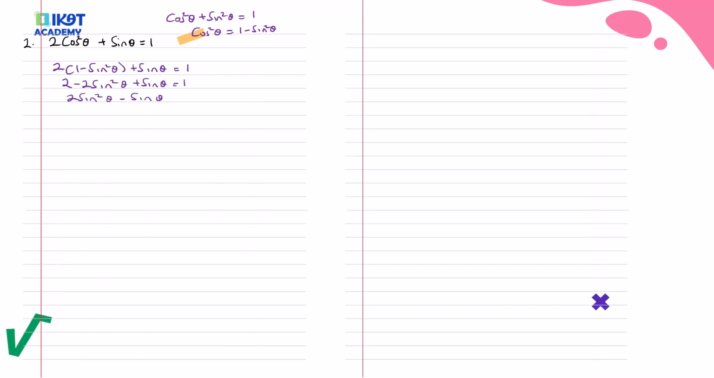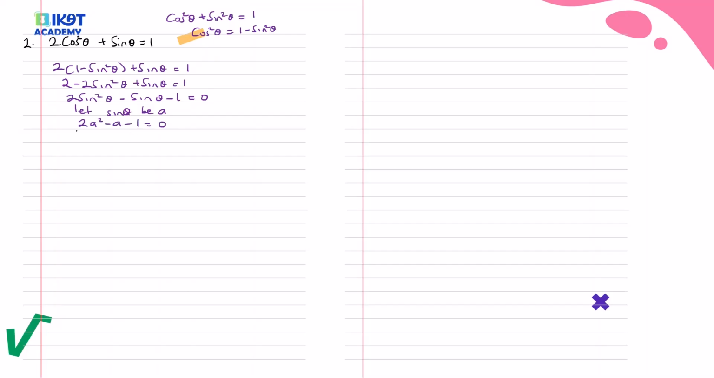This is 1 minus 2 minus 1 is equals to 0. Then I calculate sine theta to be a, for example. I can let it be a. And so I have 2a squared minus a minus 1 is equals to 0.